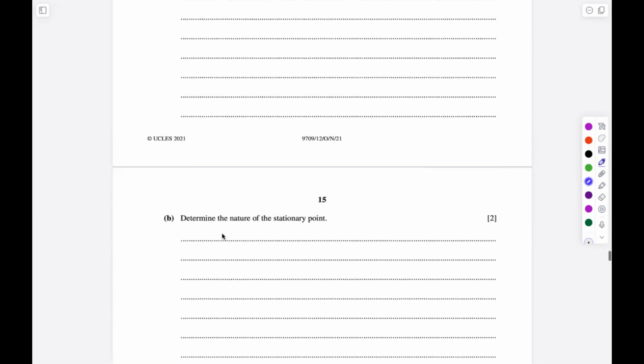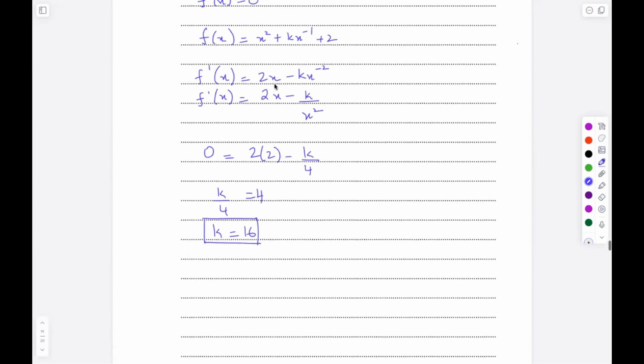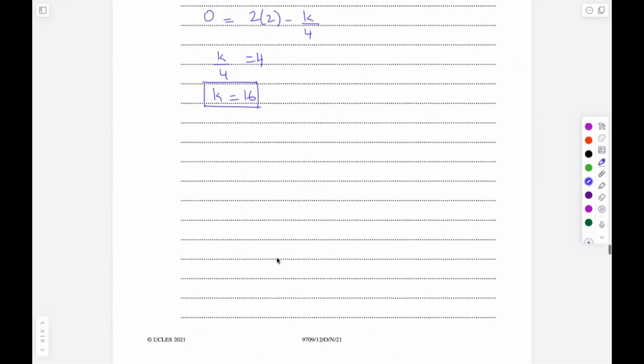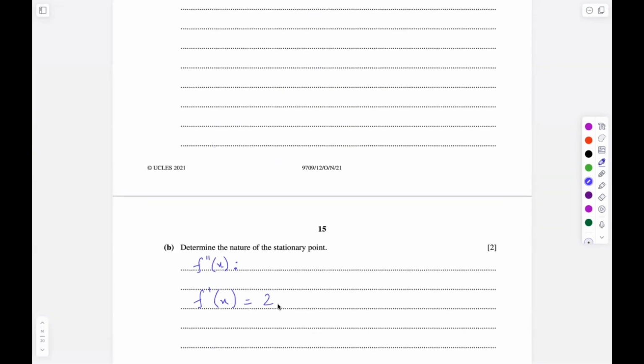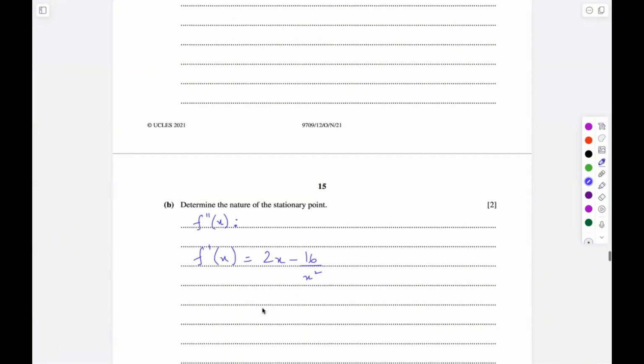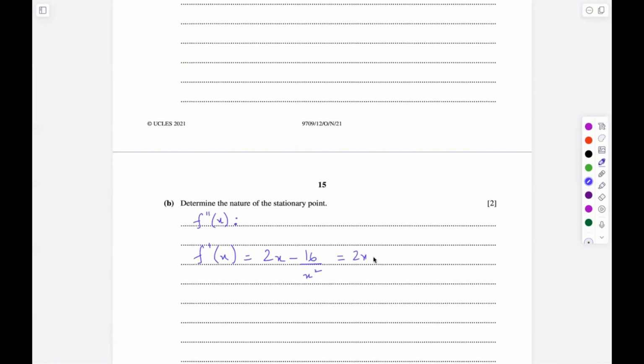In part B, it is saying determine the nature of the stationary point. So for the stationary point, we'll have to find f double dash of x. Now to find this expression, the expression for f dash of x was equal to 2x minus k upon x squared. So this will be 2x minus, we can write it as 16 upon x squared. Writing it as 2x minus 16x to the power minus 2.